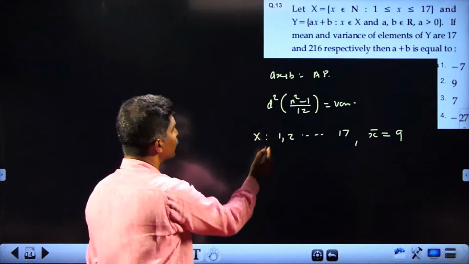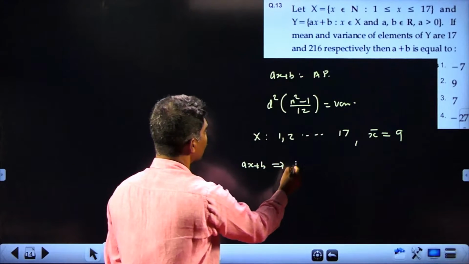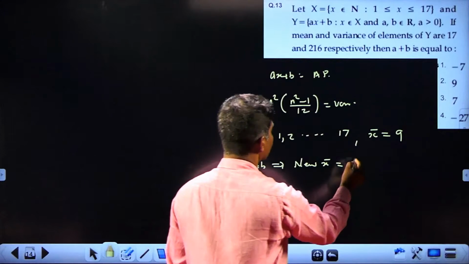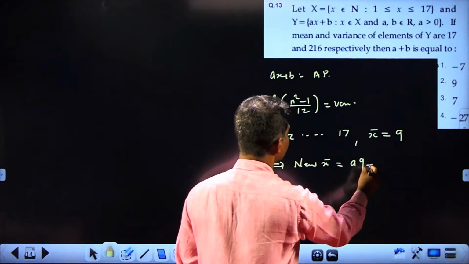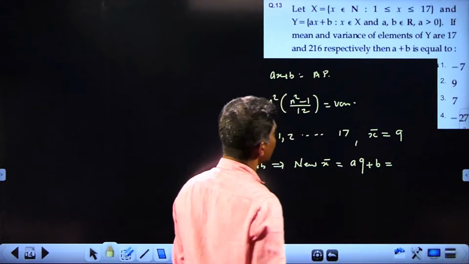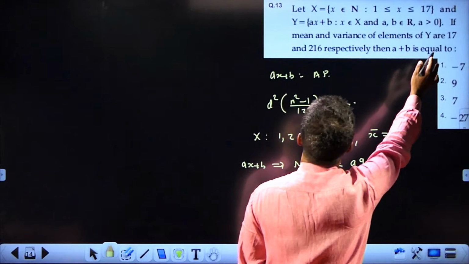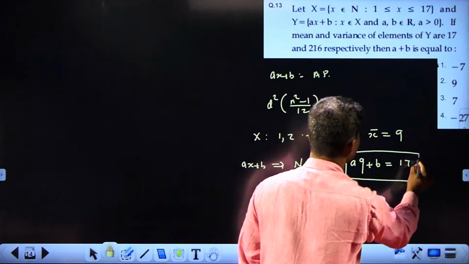And this is replaced as ax plus b. That implies what is the new x bar? New x bar is a into 9 plus b. That is given as 17. That's the first.